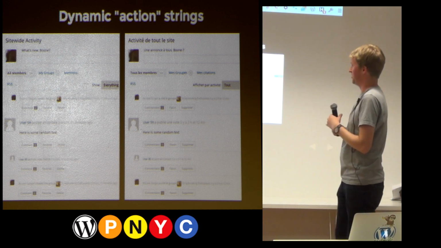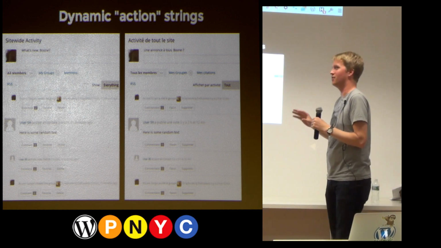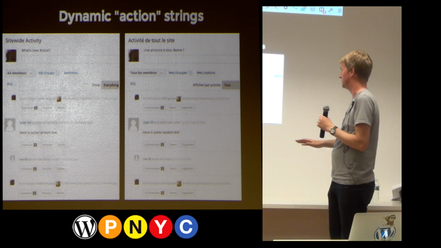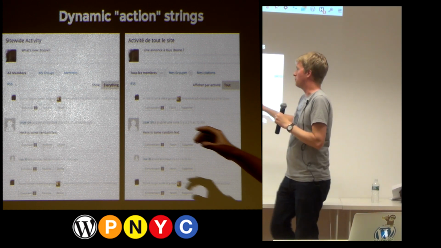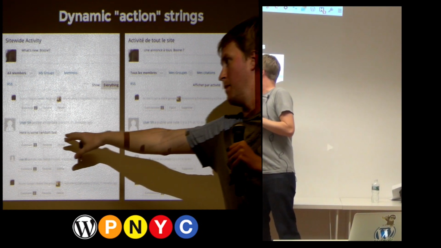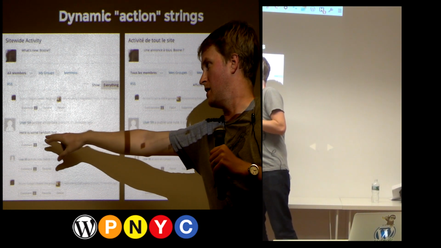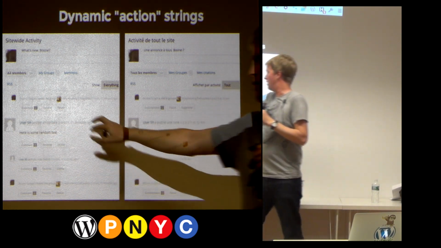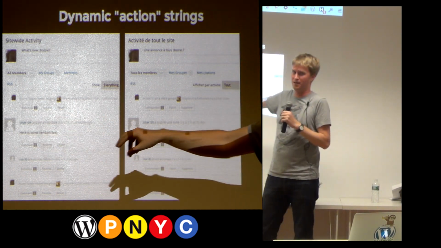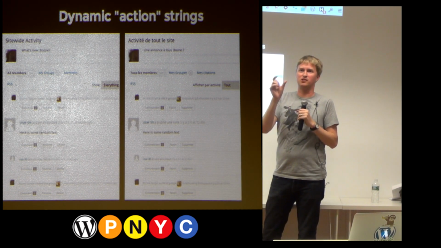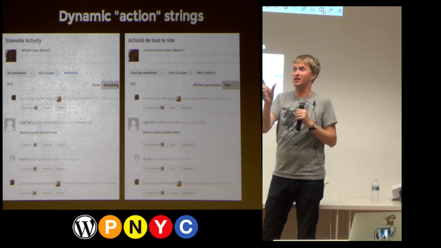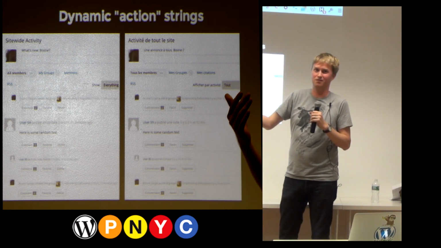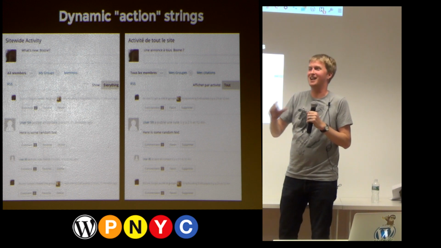Dynamic action strings. So this one is a little bit technical in nature, but it's super, super important, and it's been one of my biggest annoyances with BuddyPress ever since I started using it. When you post an activity item like this, so here's an activity update that says, here's some random text. And then up here it says, user 59 posted an update. This string we call the action. Now, in the past, we stored that as a string in the database, meaning that it was hard-coded. That means if user 59 changes his name to user 58 or whatever, that's not going to be updated.